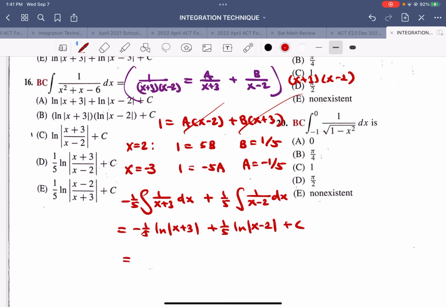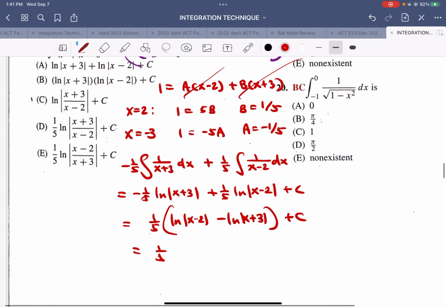So what you can do is 1 over 5 times (ln of x minus 2 first, minus ln of x plus 3) plus C. So subtraction, like I said before, ln of x minus 2 over x plus 3, right? You can make it as a fraction. So E will be your final answer. Okay.